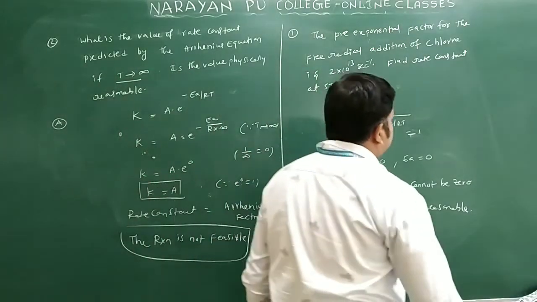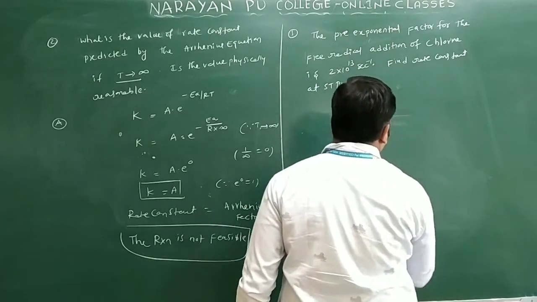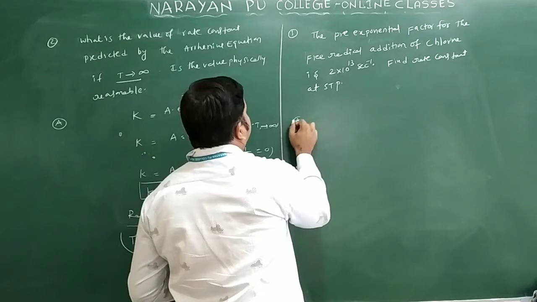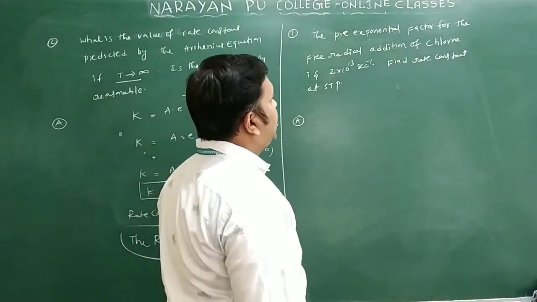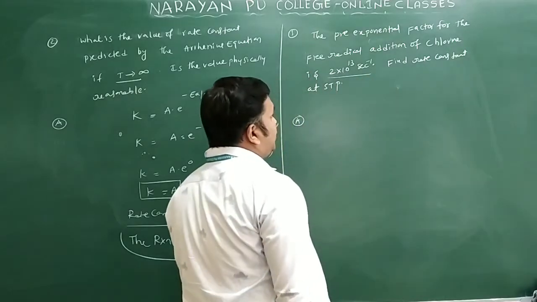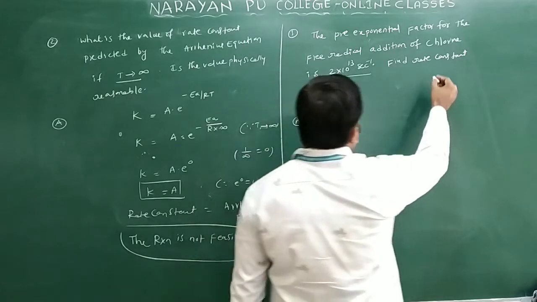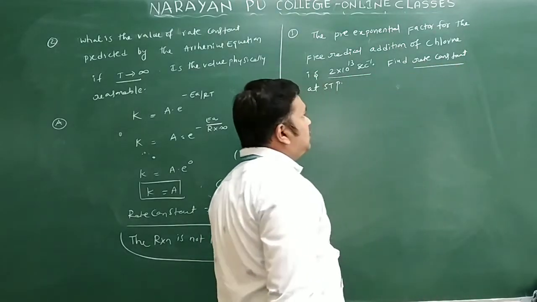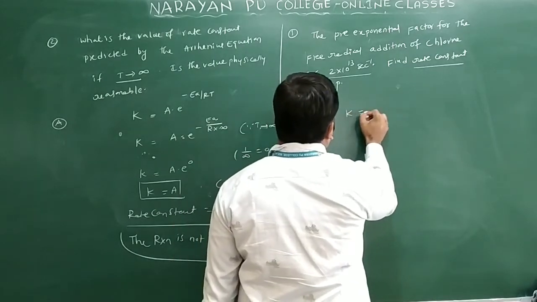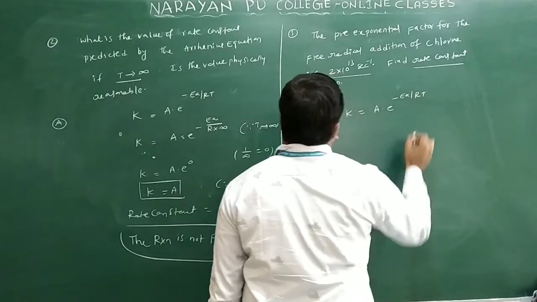Okay, let us see the next question. We have question number 3. The pre-exponential factor for a free radical addition reaction is 2 into 10 power 13 second inverse. Find the rate constant at STP. You know this formula: K is equal to A into e power minus EA by RT.